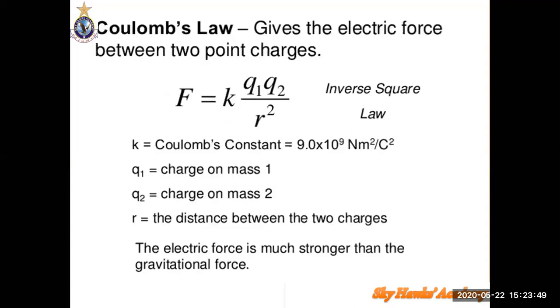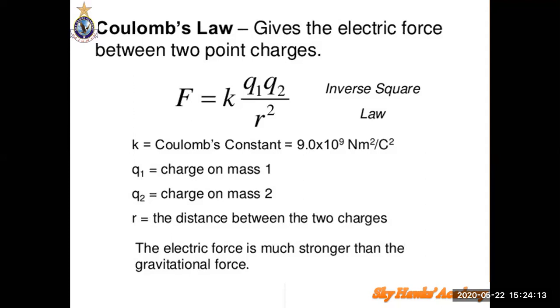Coulomb's law. Coulomb's law gives the electric force between two point charges. Force is equal to K, the Coulomb constant, times charge 1 multiplied by charge 2, divided by the square of the distance between the two charges. And this is Coulomb's law. The electric force is much stronger than the gravitational force.